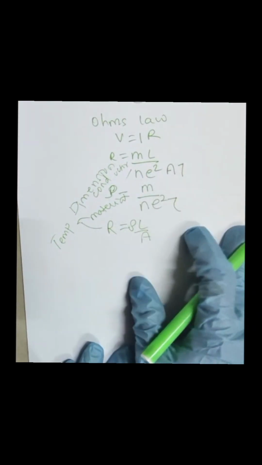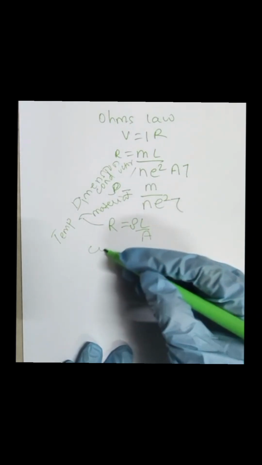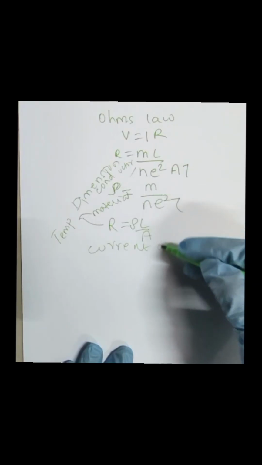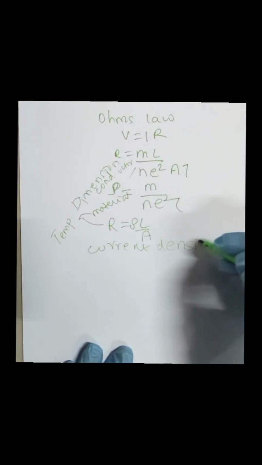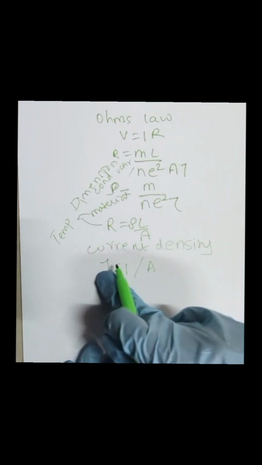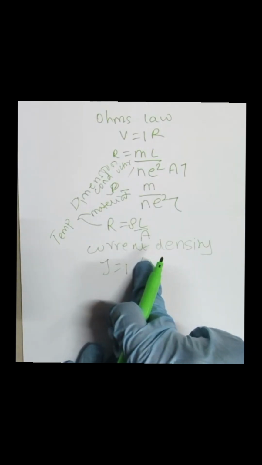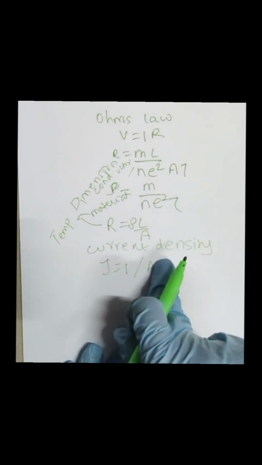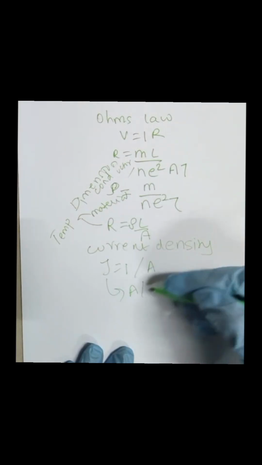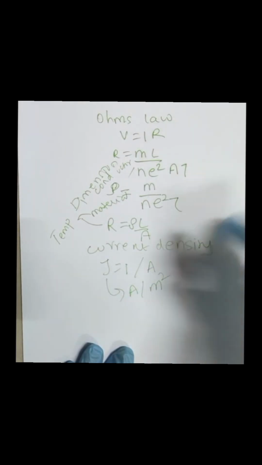Next video, let's do the graph for this chapter. Next, current density. Current density J equals I by A, and its unit is A per m square.